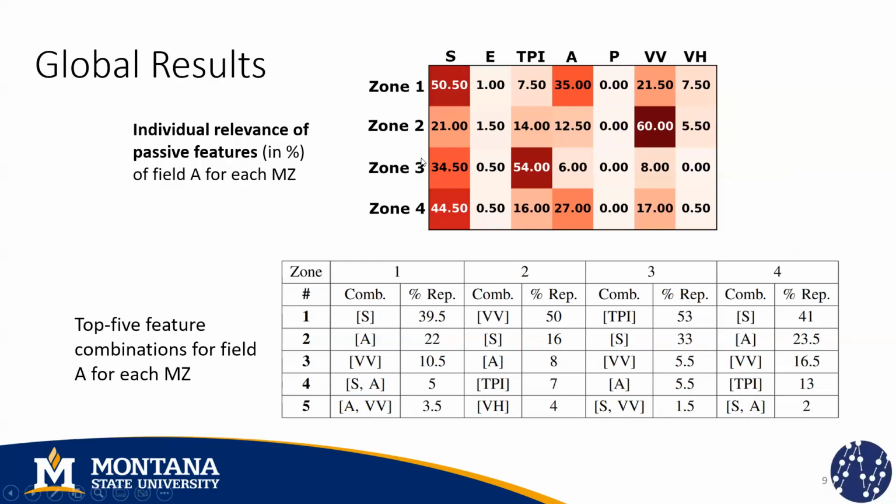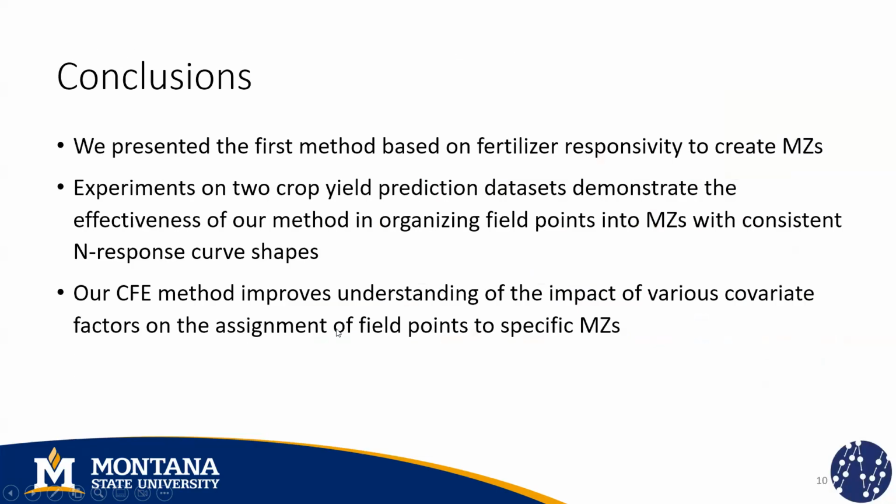Analyzing all of these results, we can obtain the top 5 feature combinations that are most important for management zone assignment. So, in conclusion, we presented the first method based on fertilizer responsivity to create management zones, and our experiments demonstrated the effectiveness of our method to cluster field points into management zones that have similar N response curve shape. Then our counterfactual explanation method allows us to understand the impact that some variables have on the assignment of one specific management zone for a given field site.